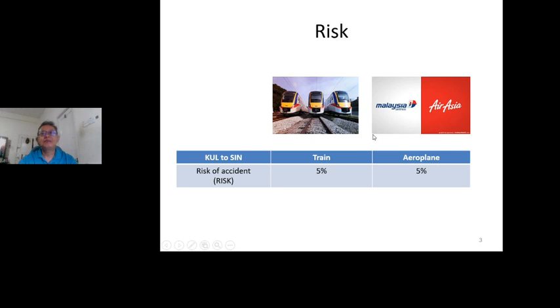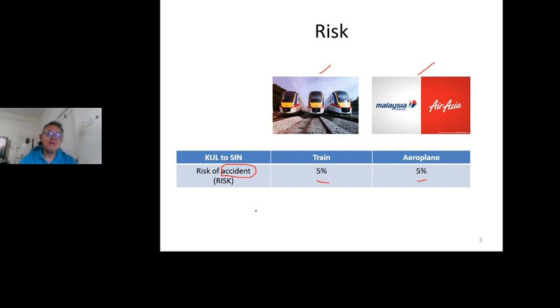Let me give a simple analogy. If you want to travel from one place to another, for example from Penang to Kuala Lumpur, you have alternatives: you may use a train, or maybe an aeroplane. When we talk about alternative modes of transportation, what you anticipate is maybe an accident. Say the risk of accident is 5% in a train and 5% in an aeroplane. When you see 5% and 5%, you don't have much choice; either one will be okay. Because the risk of accident is 5%, that is what is meant by risk.